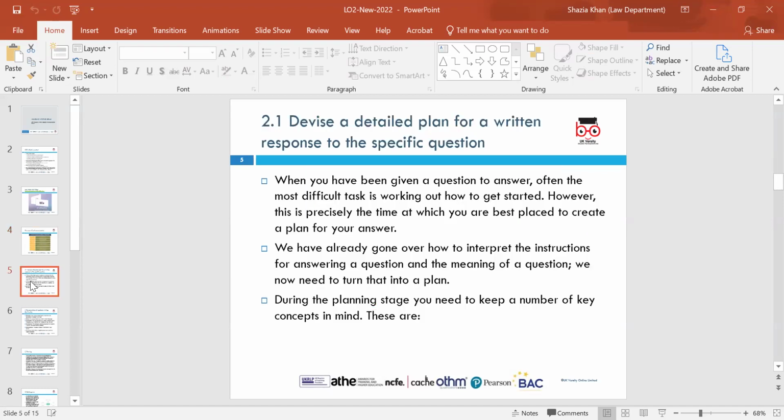We also looked at 2.1, which was to devise a detailed plan for a written response to a specific question. When you're given a question to answer, often it's the most difficult task to get it started. Whilst teaching on the degree I teach on, I see some students struggle to get the assignment started. Once it's started, they're able to identify the elements of it and look at the points around it. It's just that starting point is sometimes difficult.